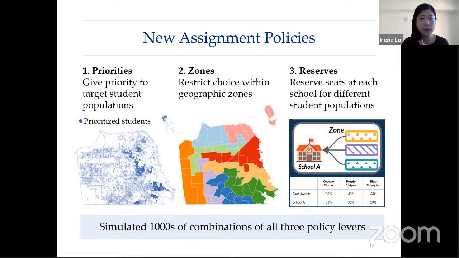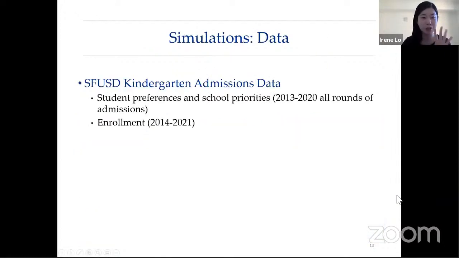And so what we did with the district was we simulated thousands of combinations of all three policy levers. In fact, we also ran optimization heuristics for choosing how to draw these zone boundaries. So there is both optimization and simulation involved in sifting through all of these potential policies and choosing a small number. What I'm going to do now is show you the results of 4 policies on San Francisco kindergarten admissions data.